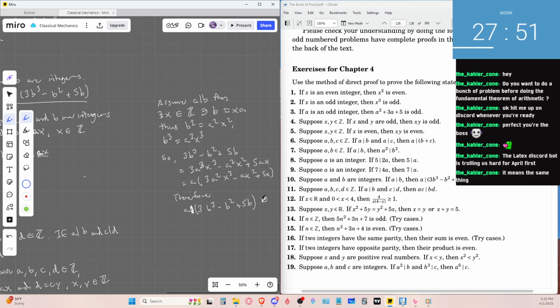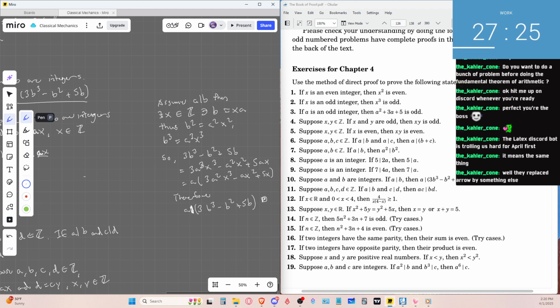Means the same thing. Oh, okay. Like Tech Discord bot is trolling us hard on April 1st. What do you mean by that? What do you mean by that, Sascha? It means the same thing? Oh, okay.